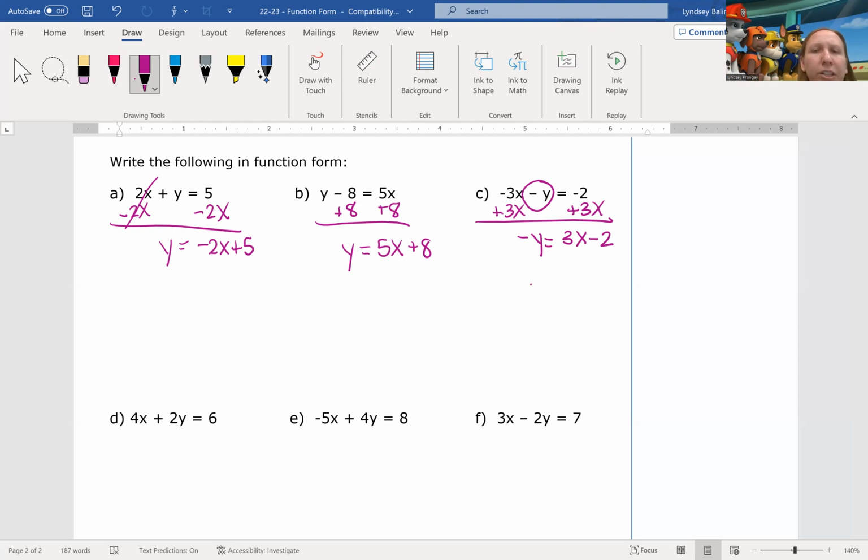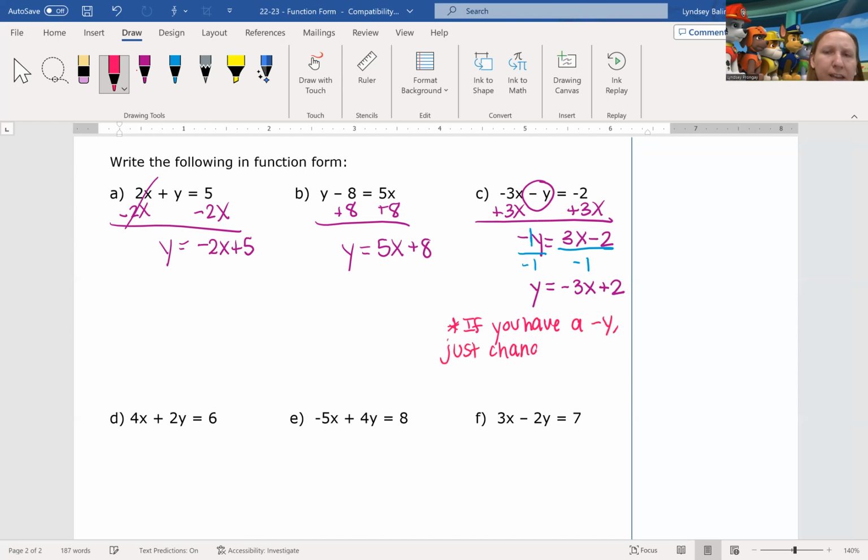And really, we're allowed to change this sign as long as we change the sign of everything in the equation. What's really happening, and you can show this if you want, is that there's an invisible negative 1 there, and it's like we're getting rid of that negative 1 by dividing everything by that negative 1. But if you just want to have that shortcut, if you have a negative y, just change the sign of everything. Because we can't leave it as negative y. Got to be positive y.